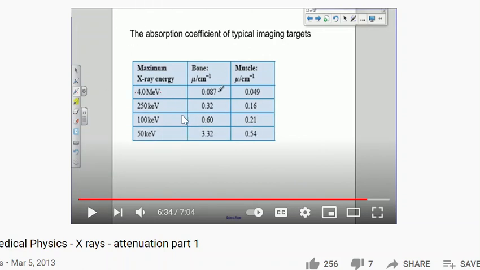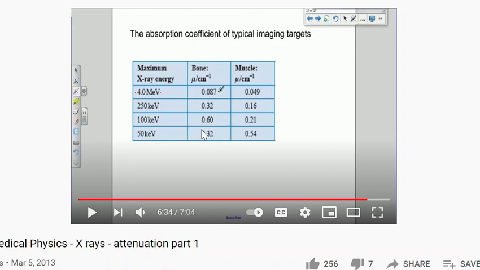So I wanted to stop on this slide and point out a couple of things. This is the absorption coefficient of bone and muscle as we change voltages. So 50 keV, 50 kVp is basically what we're looking at here, and that would be maybe a finger technique, as opposed to 4 mega electron volts, and that would be pretty close to a therapy type dose.